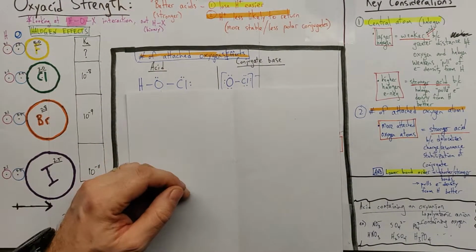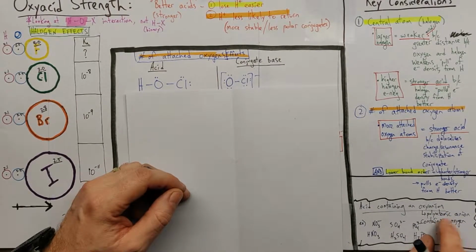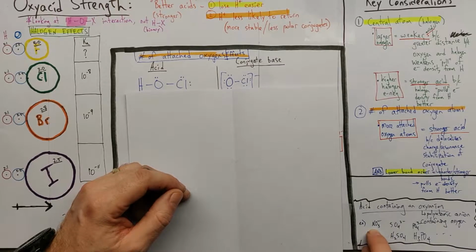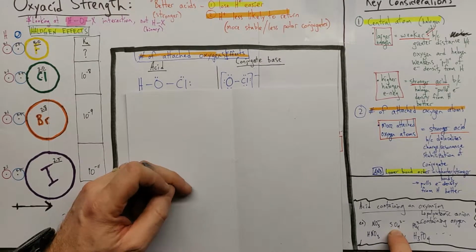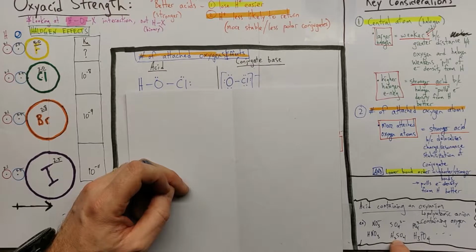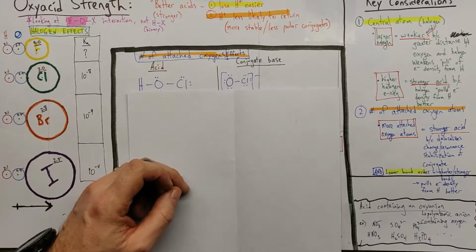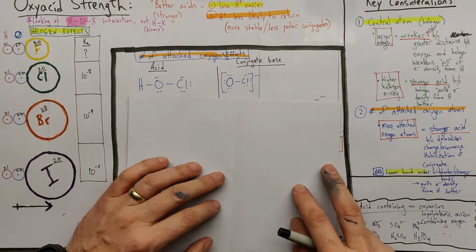And then, of course, we have to go back in time. Oxyanion, you got some polyatomic anion containing oxygen. For instance, nitrate, and you can throw an H on there. Oxyanion nitrate, oxyacid nitric acid. Oxyanion sulfate, oxyacid sulfuric acid. Oxyanion phosphate, oxyacid phosphoric acid. So you just take those oxyanions and stick some H's on there, and that's how you get oxyacids.